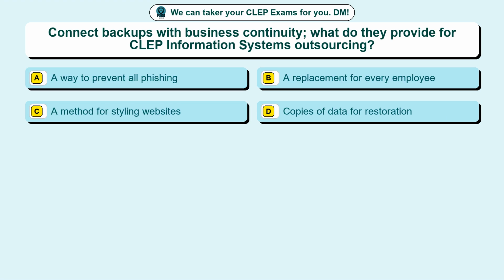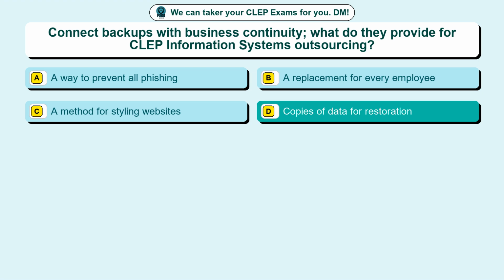Question 50. Connect backups with business continuity. What do they provide for CLEP Information Systems outsourcing? Option A. A way to prevent all phishing. Option B. A replacement for every employee. Option C. A method for styling websites. Option D. Copies of data for restoration.